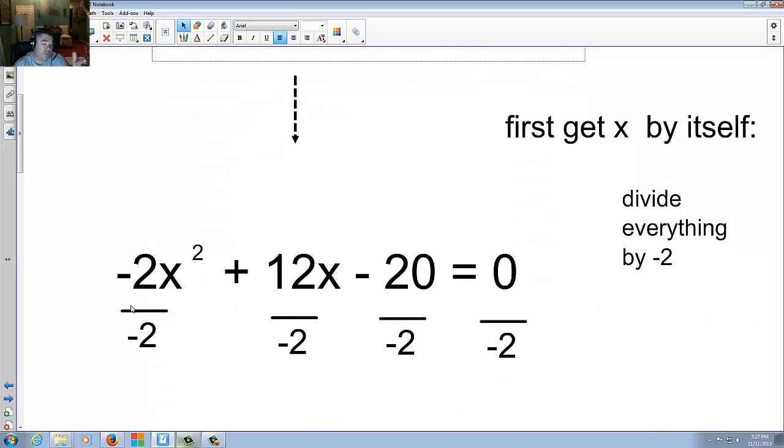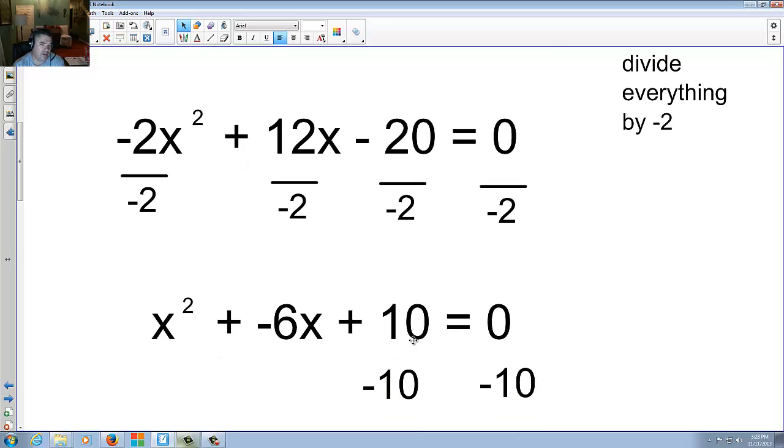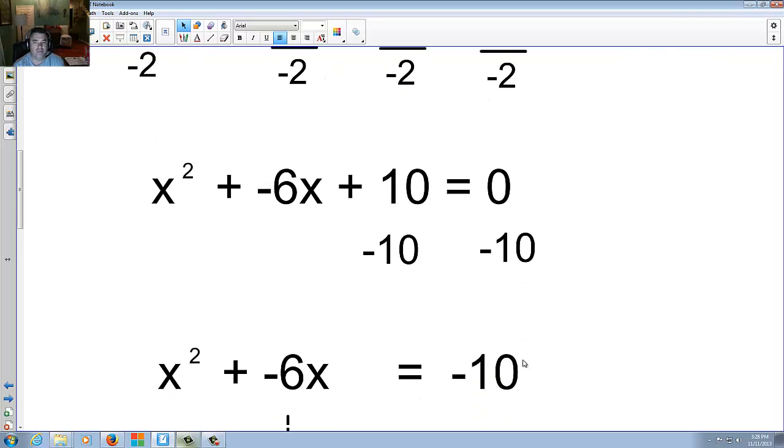Everything gets divided. So negative 2 divided by negative 2 is 1, and 12 divided by negative 2 is negative 6, and negative 20 divided by negative 2 is positive 10, and 0 divided by negative 2 is 0. So all this becomes this. Now we have to clear this spot out to make the space for the correct perfect square, because 10 is not the number. So we're going to minus 10 to both sides, so do that first. Alright, so minus 10 here, minus 10 here.